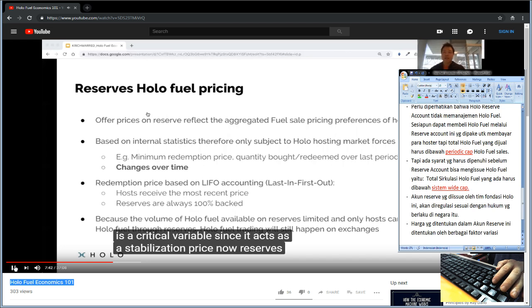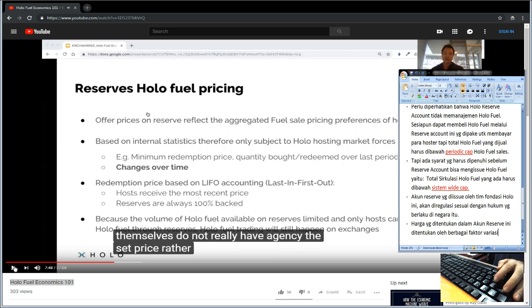Now, reserves themselves do not really have agency to set a price.